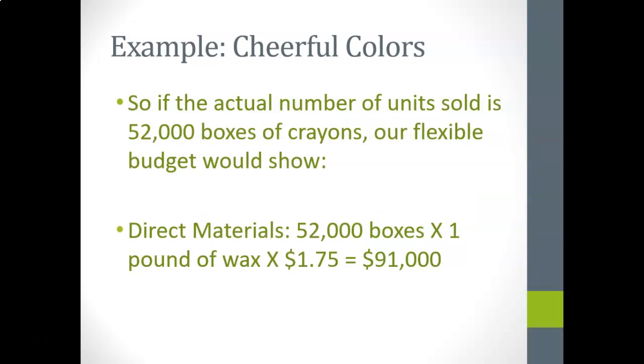So if the actual number of units sold is 52,000 boxes of crayons, then our flexible budget would show 52,000 boxes of crayons times 1 pound of wax for each box, and multiplying that times $1.75 that we have to pay for each pound. So we get $91,000 for the cost of the paraffin wax would be on our flexible budget for the 52,000 boxes of crayons.